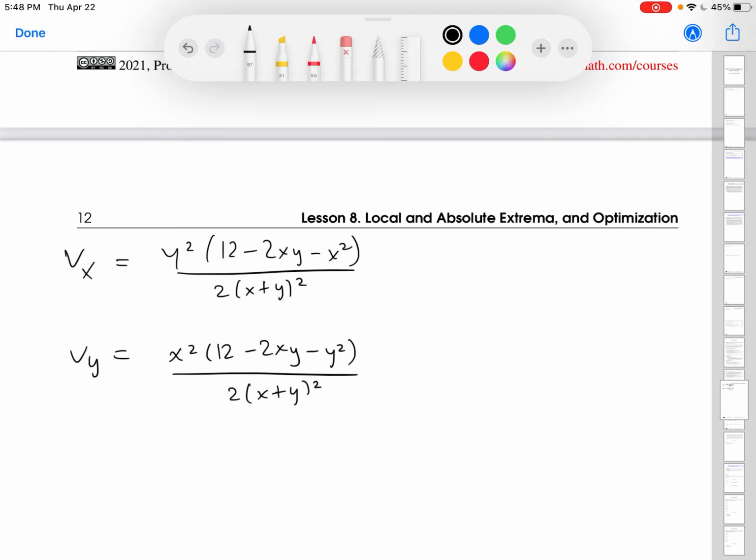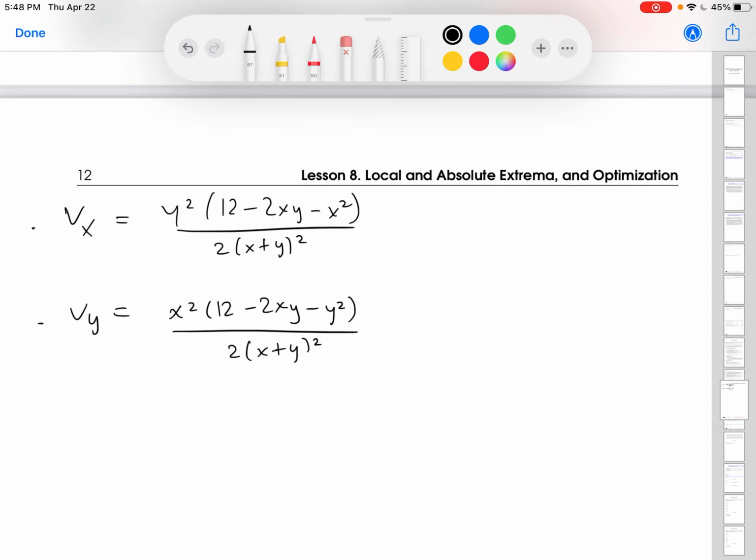But anyway, these are what the partial derivatives turn out to be. You could also, of course, use a technology to find this, maybe like Wolfram Alpha, for example, which will help you check your partial derivatives work. And now we're off then to find the critical points. To do so, we set the partial derivatives equal to 0.